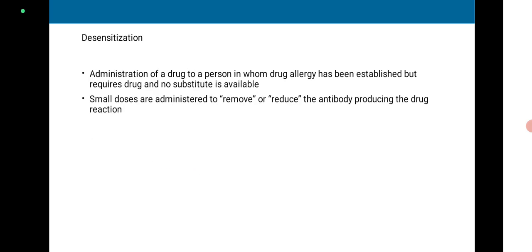What is desensitization? Desensitization is administration of a drug to a person in whom drug allergy has been established but requires the drug and no other substitute is available. So in desensitization, we administer small doses to remove or reduce the antibody which are producing the drug reaction.